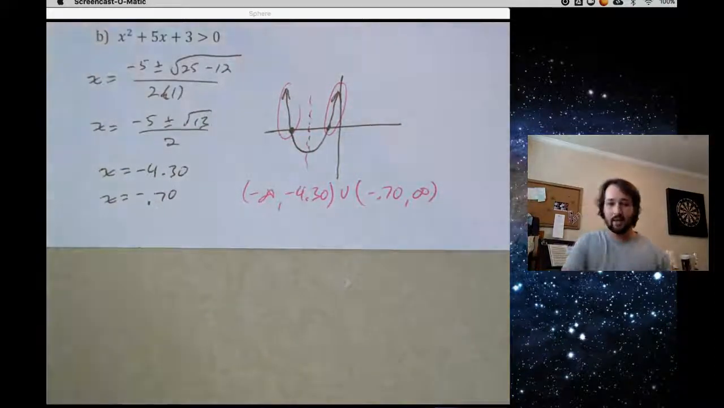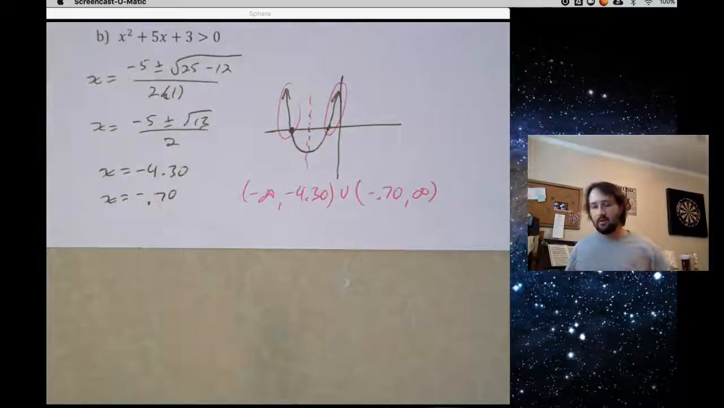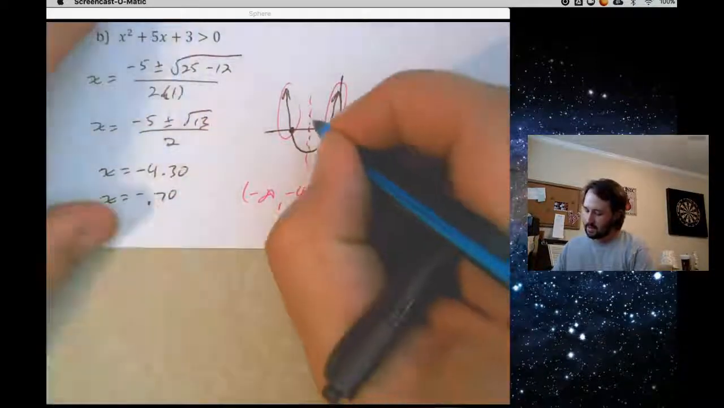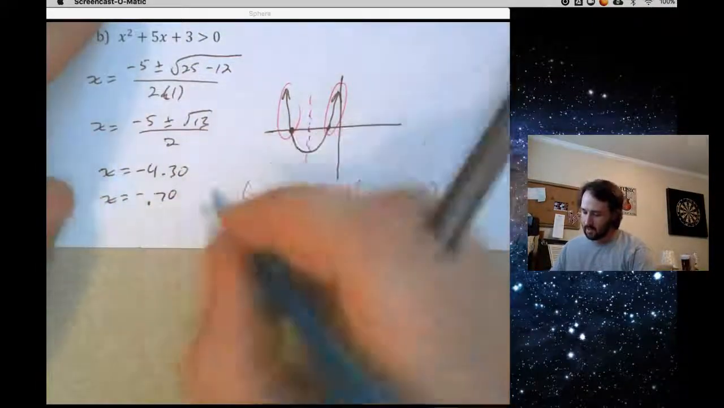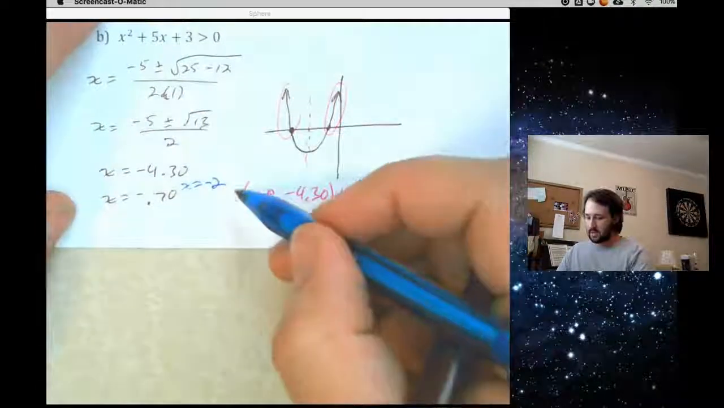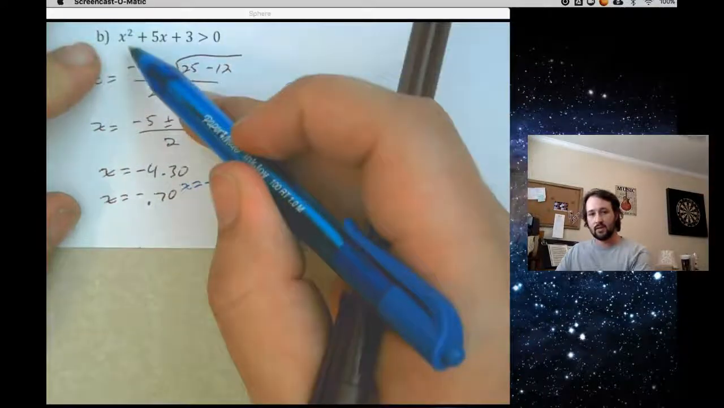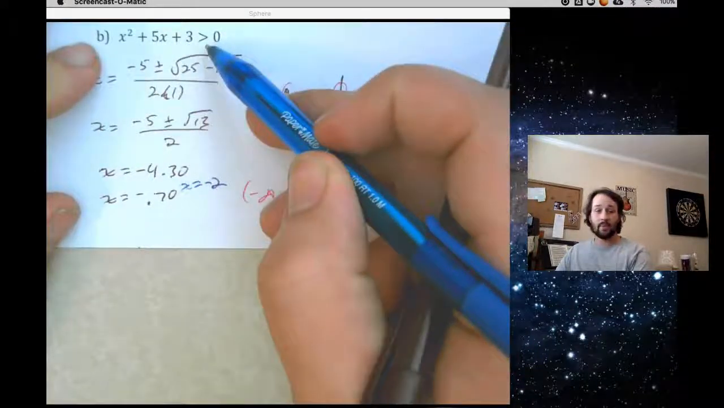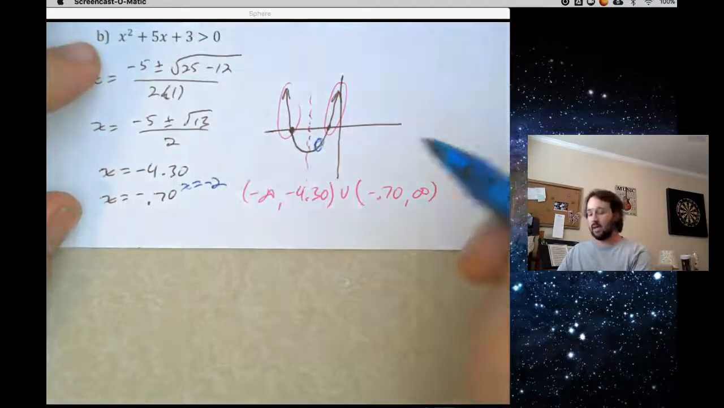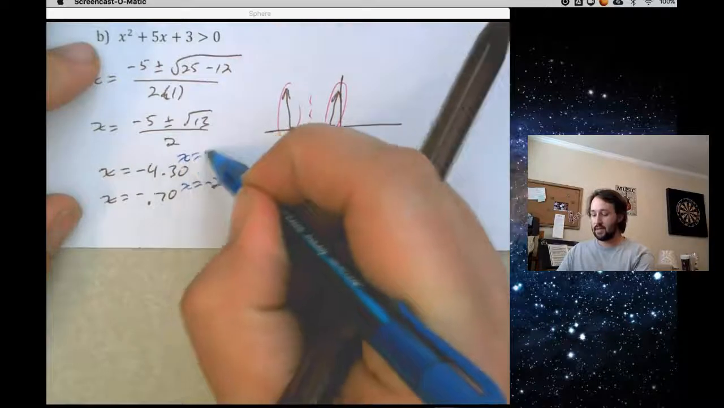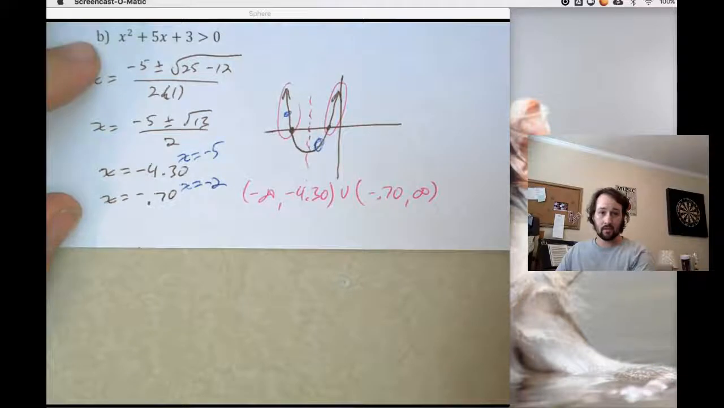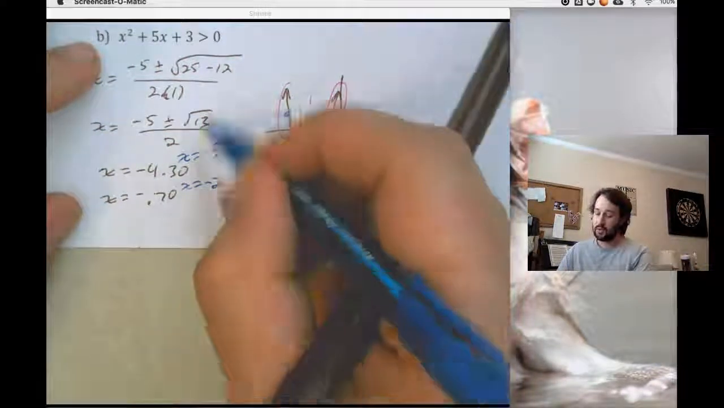Another thing they could ask you about is test points. I don't necessarily think you need to use them, but if you were to test, say, somewhere in between these numbers, say I chose x equals negative 2. If I were to take this negative 2 and plug it into my function, it would not be greater than 0. You would see that it's actually less than 0, somewhere down there. If you were to test x equals negative 5, you would see that it is above 0, so negative 5 would be a solution. It's going to come out greater than 0 if you put it into your function.